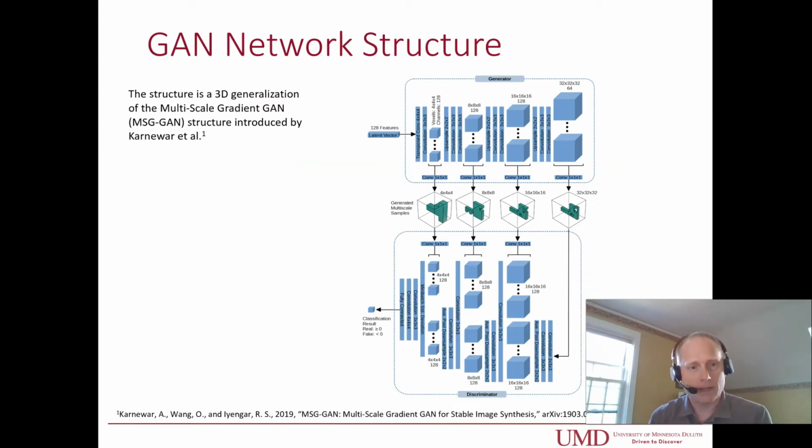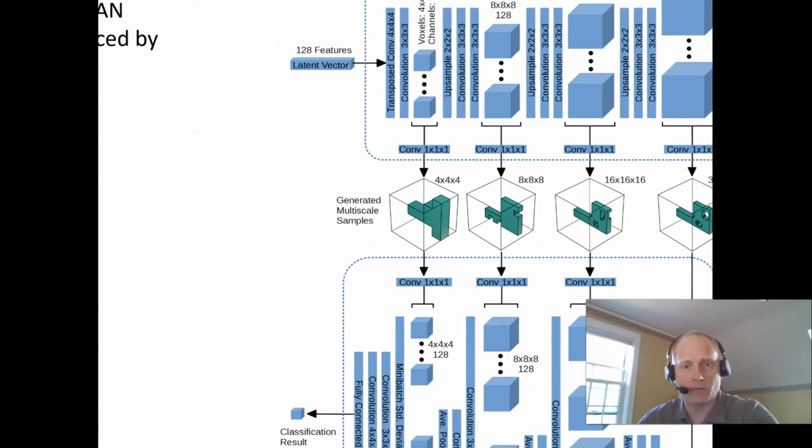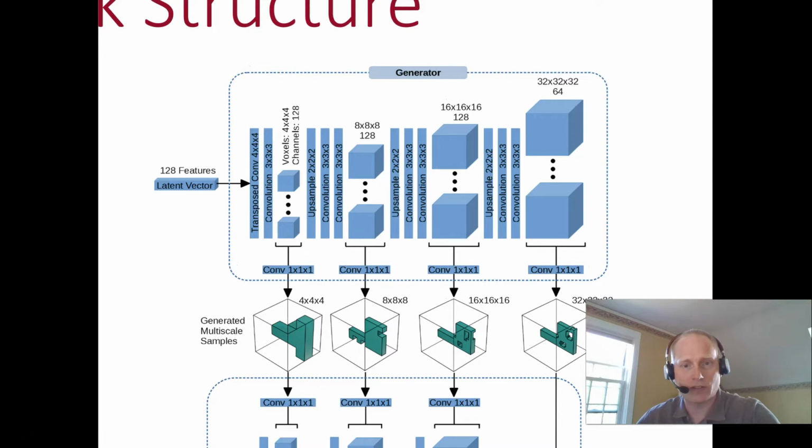So this is our network structure, and I'll zoom in a second here so we can actually see what's going on. But like I said, we're using what's called the multi-scale gradient GAN. I'll talk about what that means in a second. But with a GAN, there's two major components. One is called the generator. The generator is what generates those new images. So when you saw those images of the flowers or faces, it's a generator that's creating those images.